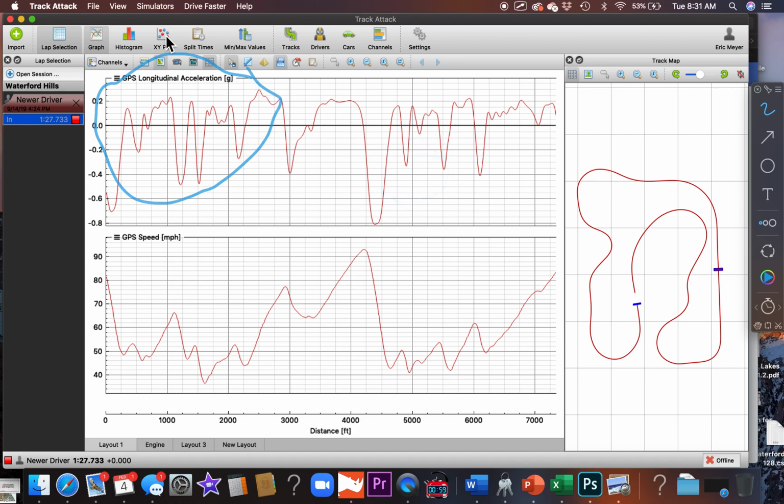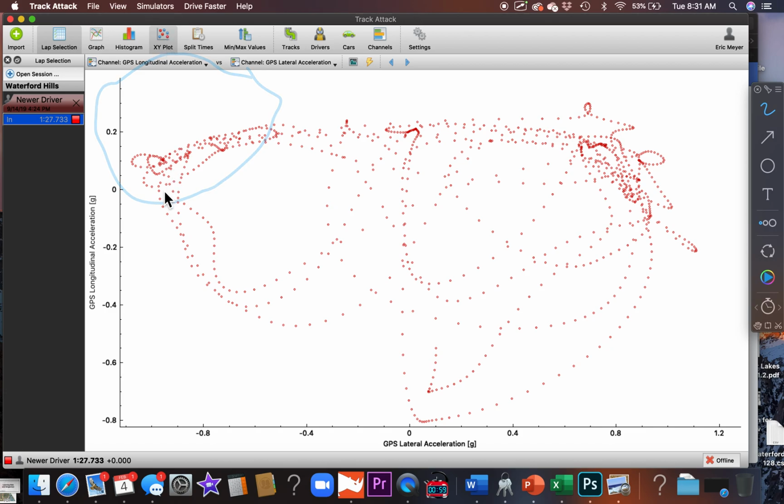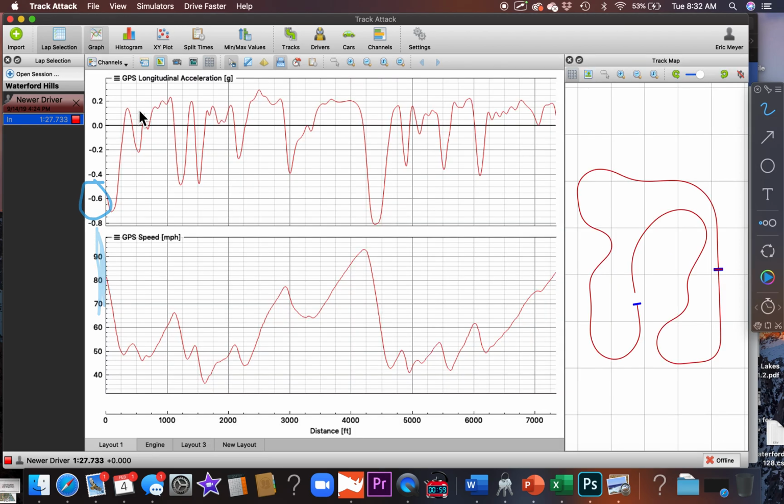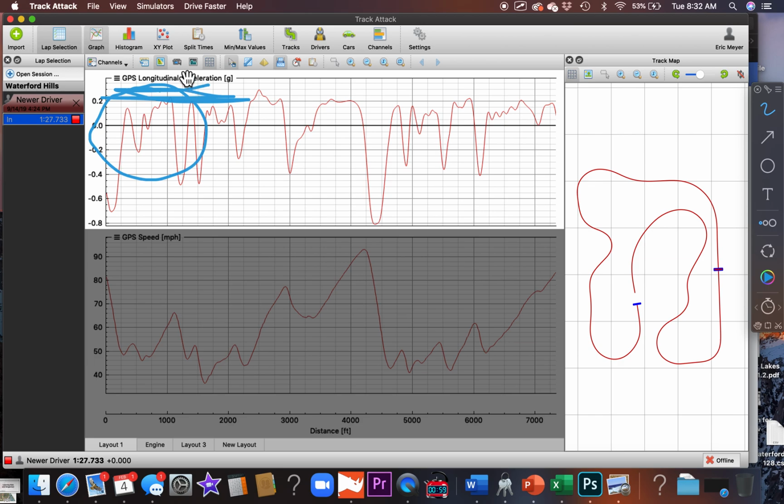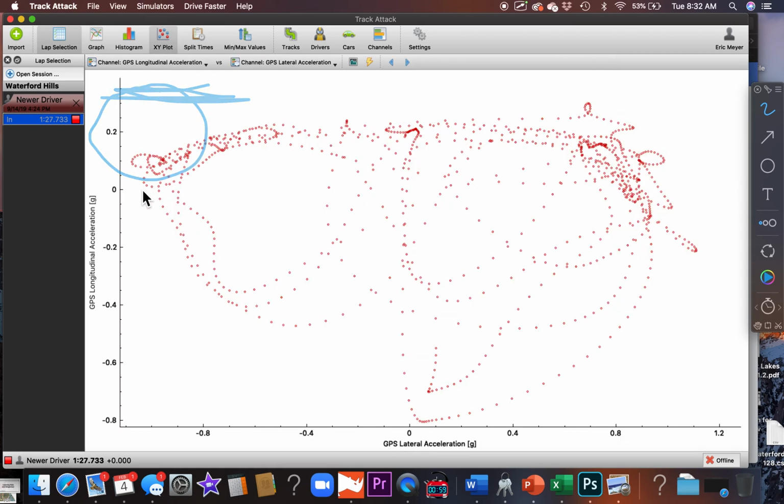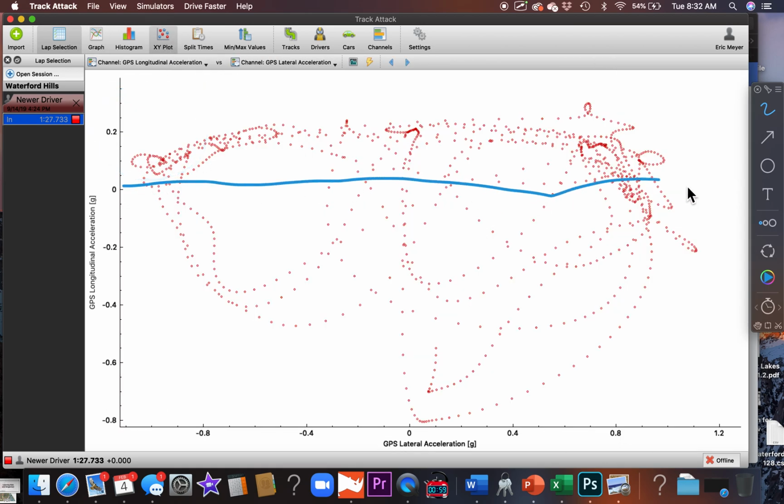We're going to look at it slightly differently. Ready? Here's that same exact horizontal zero. Here's the same positive acceleration. Here's the same braking, negative. You can see it right here. It's longitudinal and in G's. It's the same exact thing as this. All you need to know is these little points above here are gas, and these are brake.